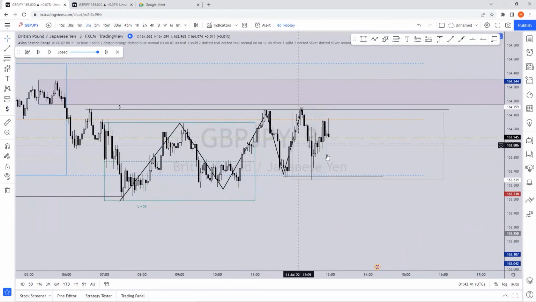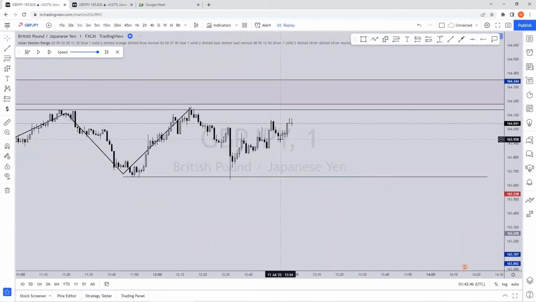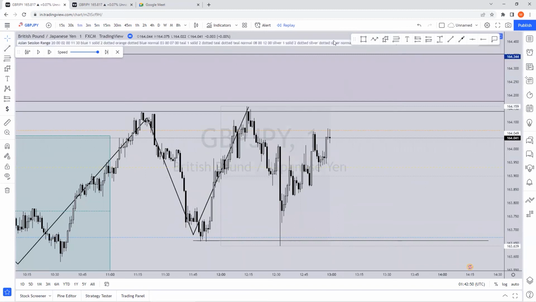So price took out that low. So this is a break of structure. And of course, coming down to my 1 minute, this is a very nice area. I want to take this trade.